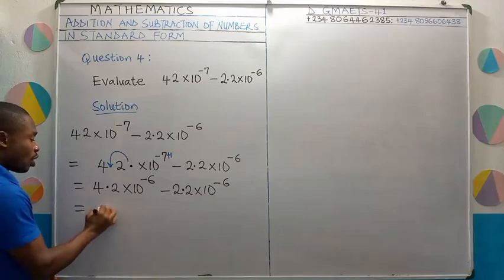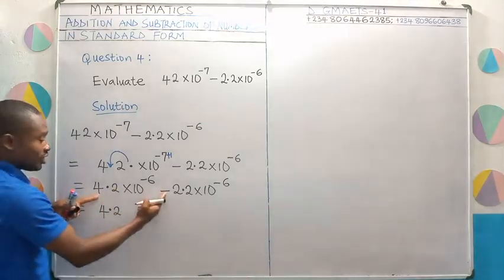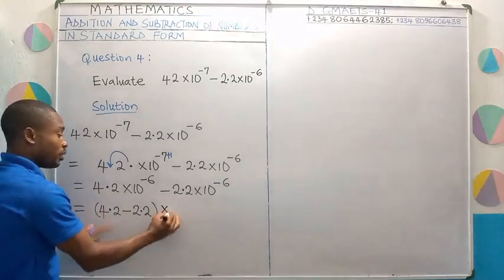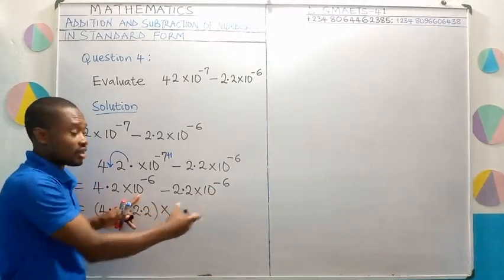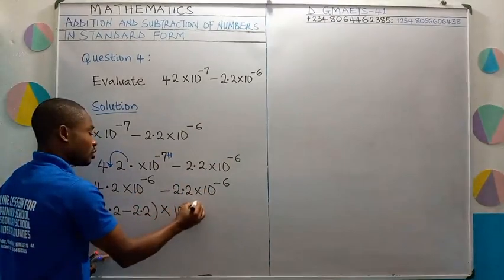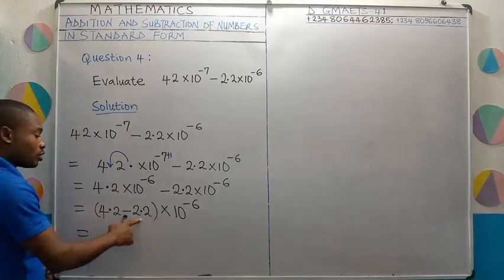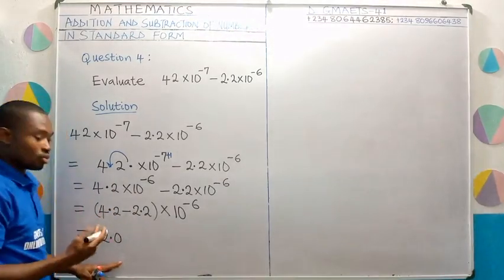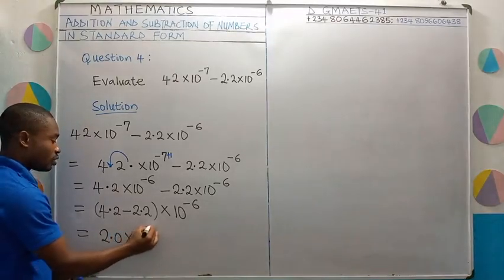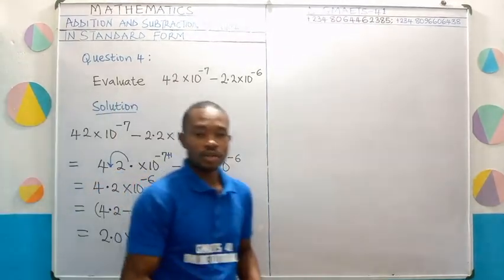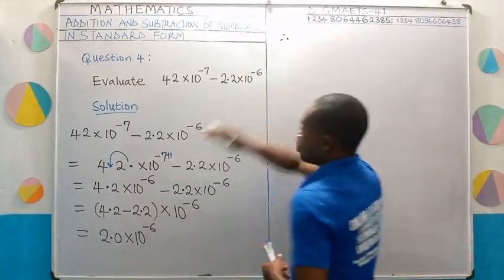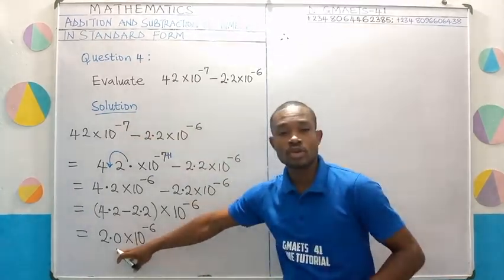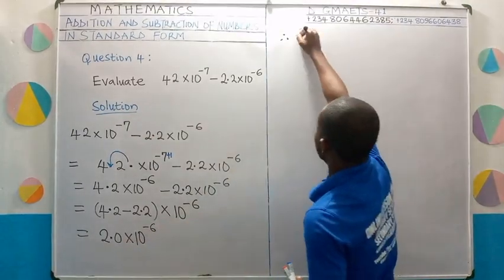At this point, I will now have 4.2. I'll pick this number minus this 2.2. Alright, then in brackets, then pick one of these times 10 raised to the power minus 6 because it is common. 4.2 minus 2.2 would give you 2.0. And 2.0 is still the same as 2. Then times 10 raised to the power minus 6. We can conclude, therefore, 4.2 times 10 raised to the power minus 7 minus 2.2 times 10 raised to the power minus 6, the answer is equal to 2 times 10 raised to the power minus 6.